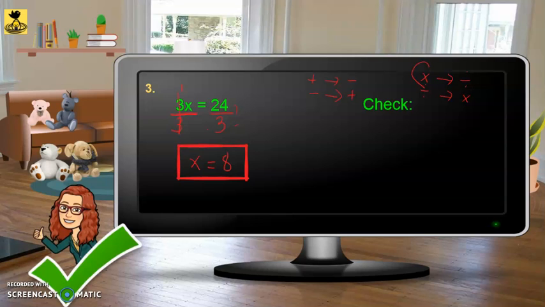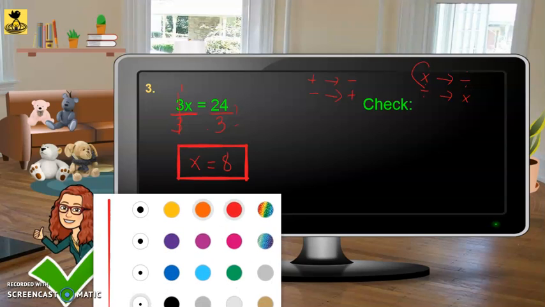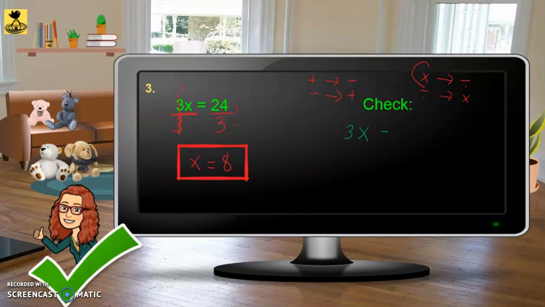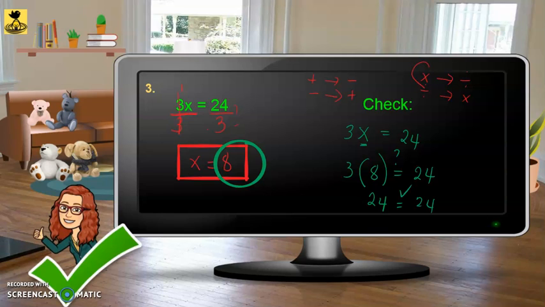So let's do the checking now. Let's use 3x equals 24, and then we will substitute 8 for x. So 3 times 8. Is it equal to 24? Of course, yes. So 24 is equal to 24. So then we can conclude that our answer 8 is correct.